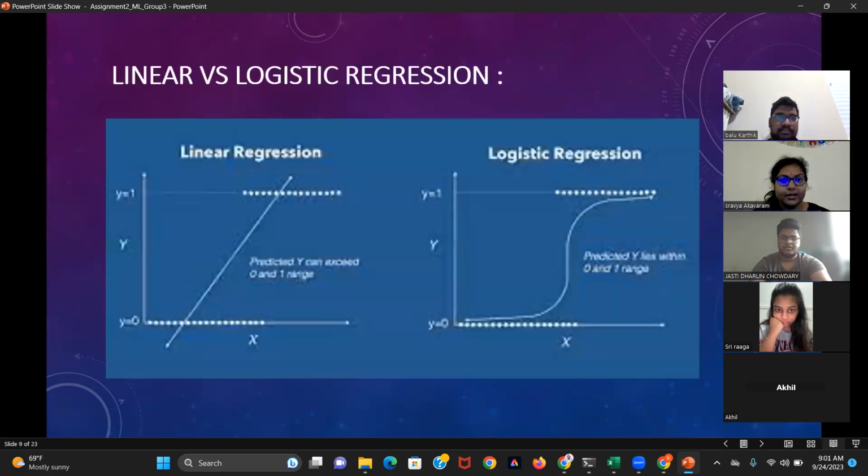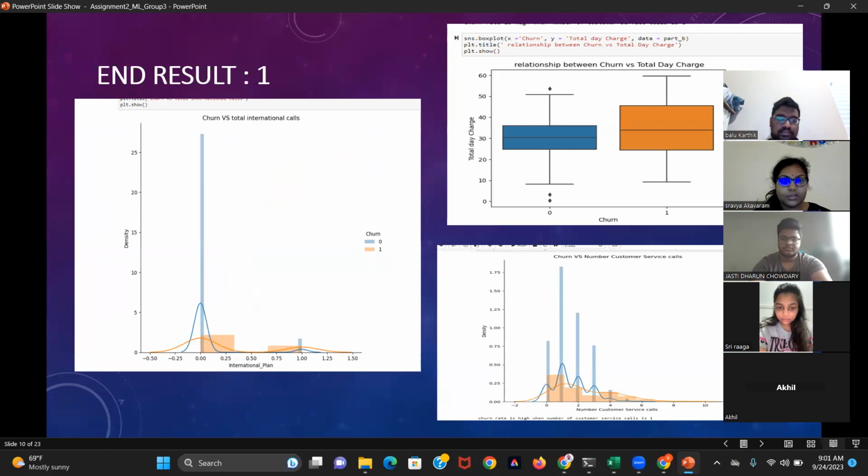Next slide. When it comes to the classification between the linear and logistic, here we can see the graph. Even though it's the same data, the graph is totally different, the curve and everything. These are the end results of the examples that we have taken. We'll see in the execution part.